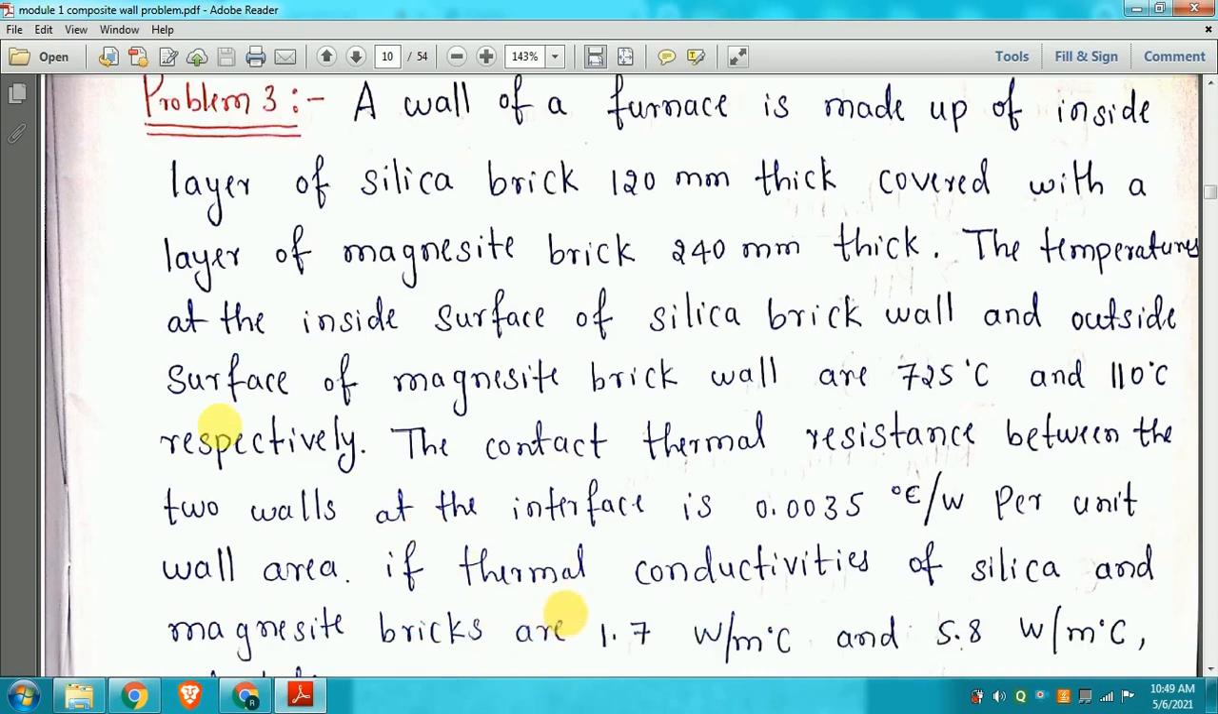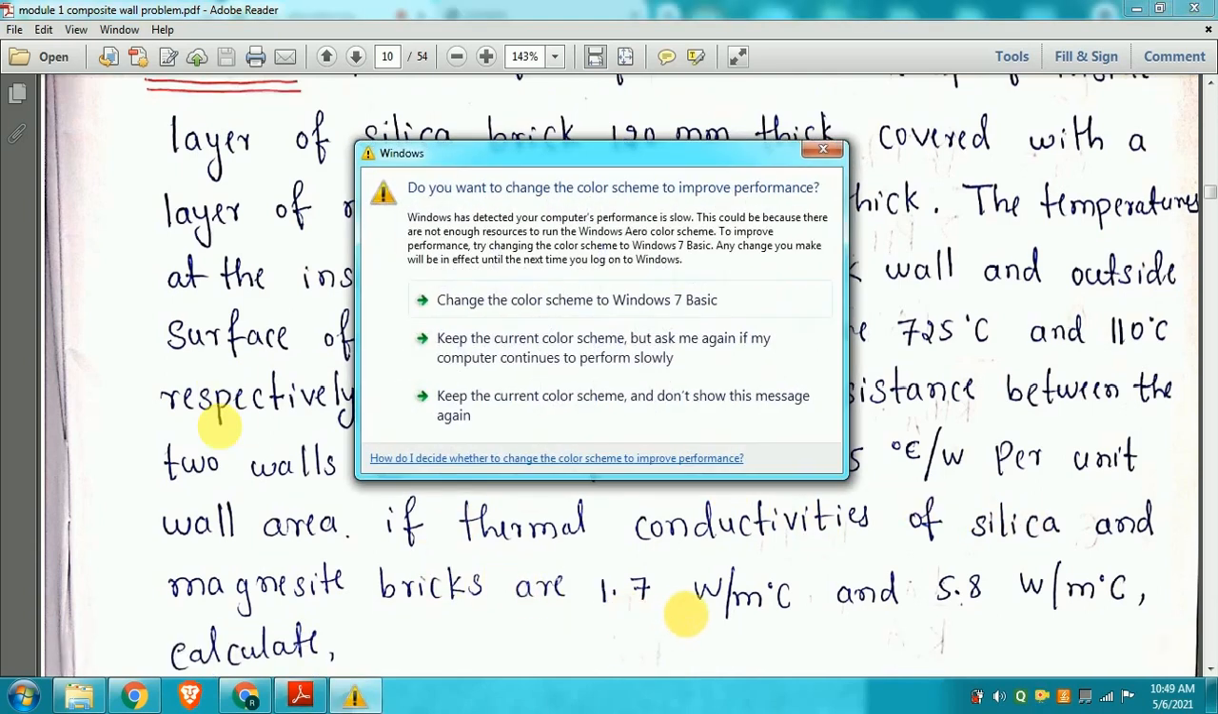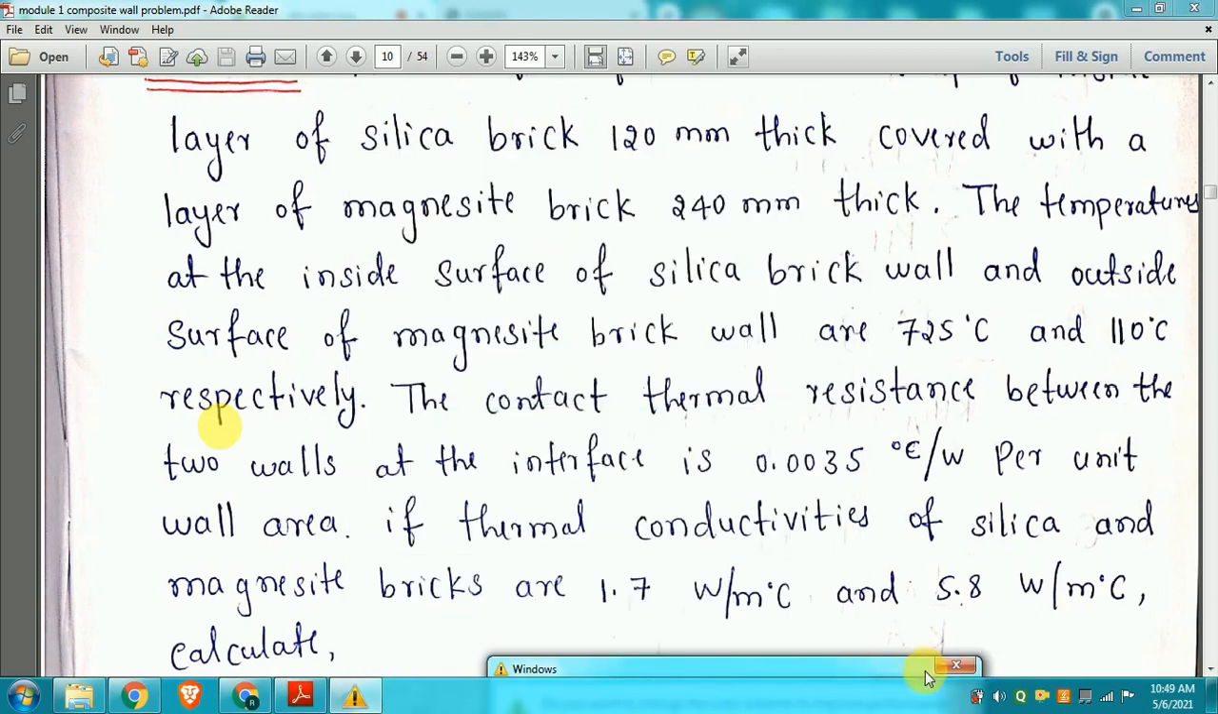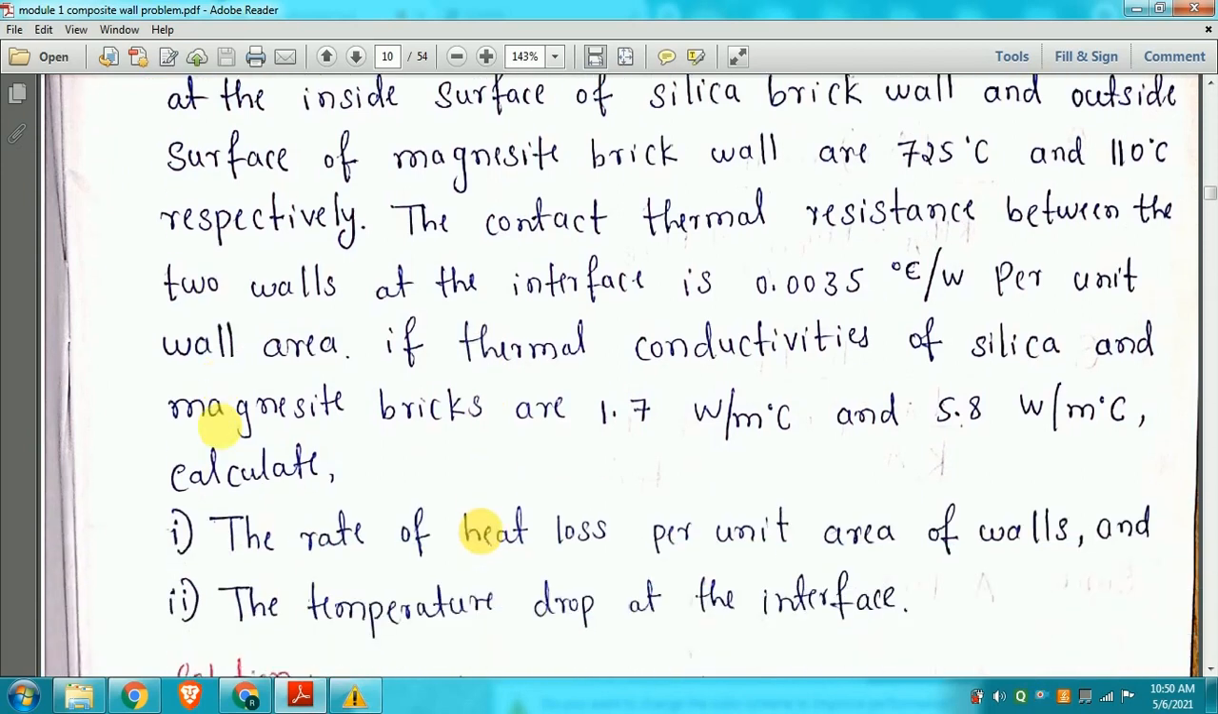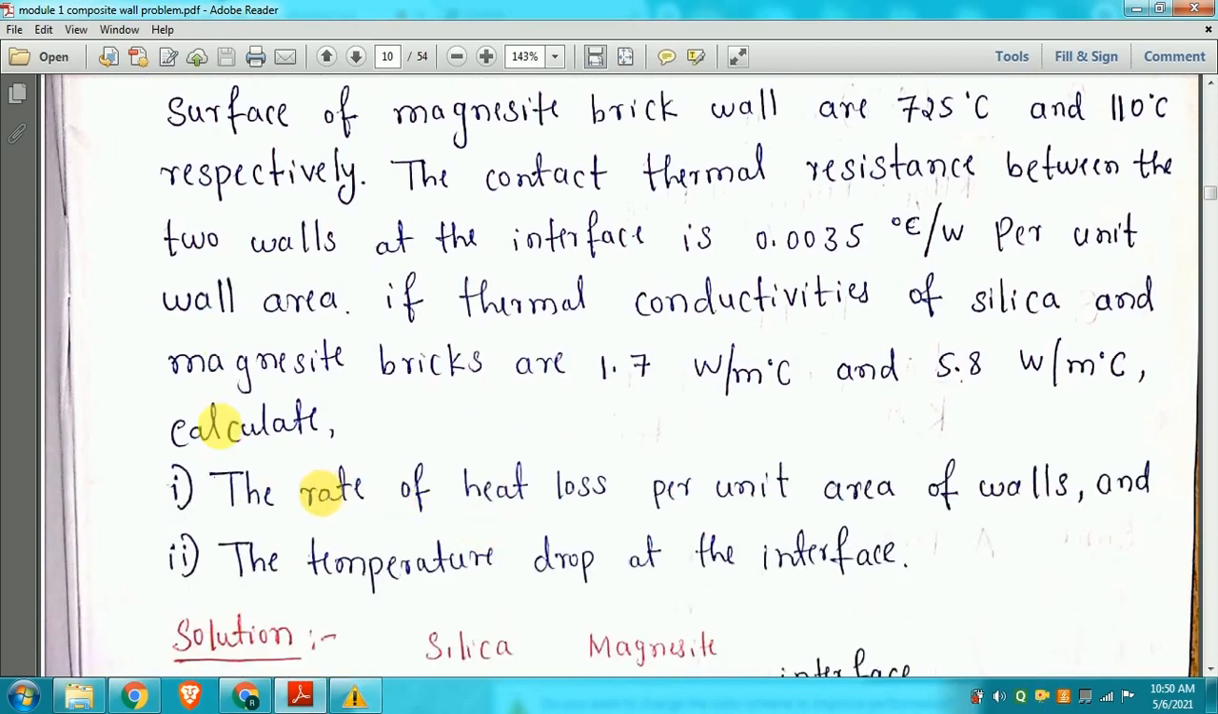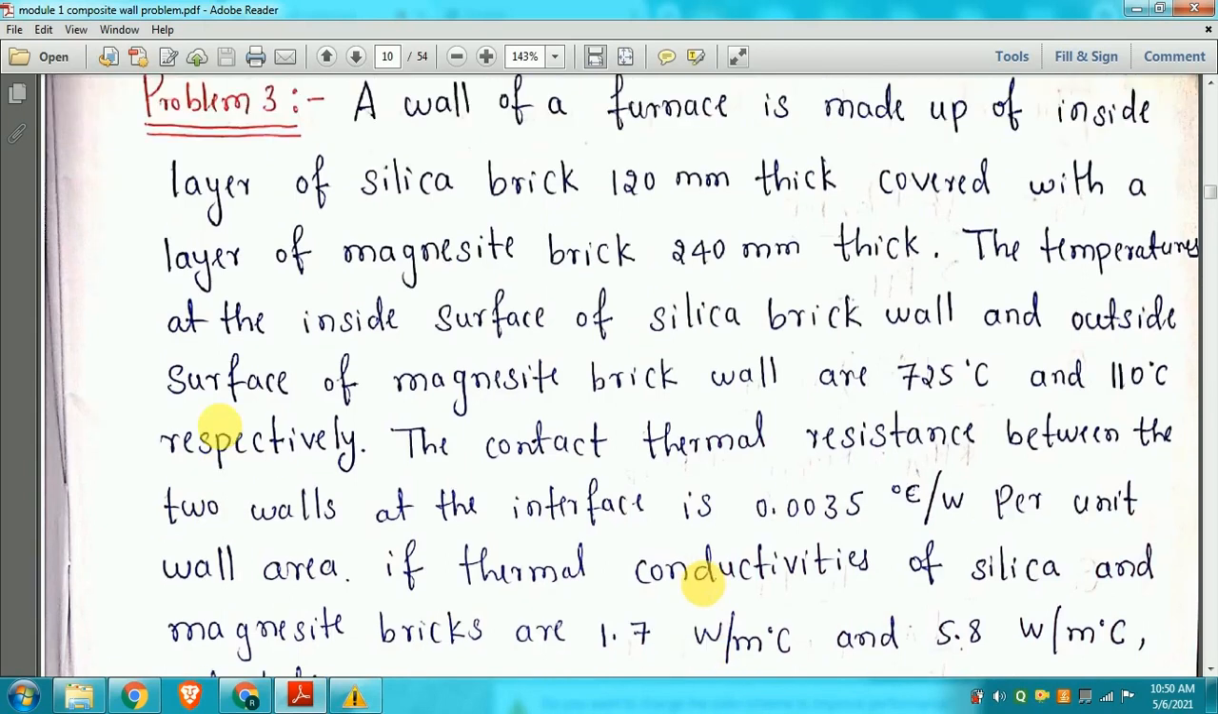If the thermal conductivity of silica and magnesite bricks are 1.7 and 5.8 watt per meter degree Celsius, you have to calculate these two things. The rate of heat loss per unit area of the wall. The area of the wall is not given, it is given per unit, per meter square. And the temperature drop at the interface. So now this is the problem statement.